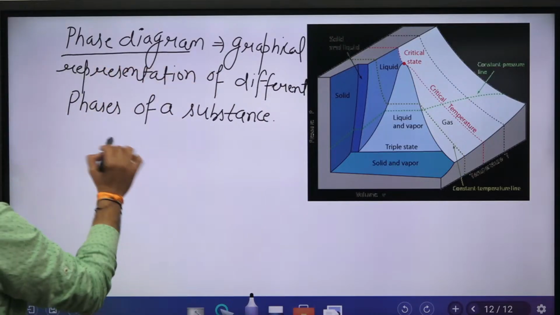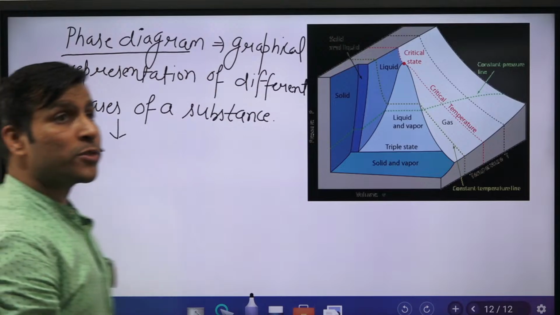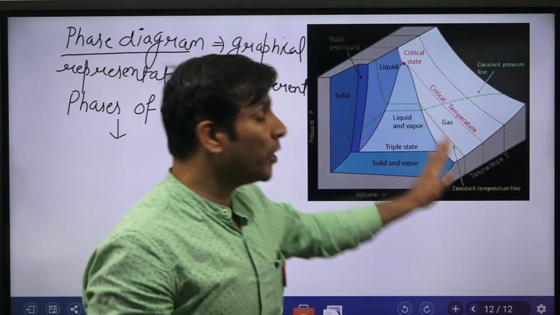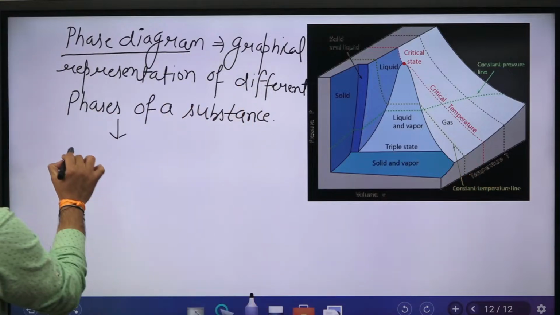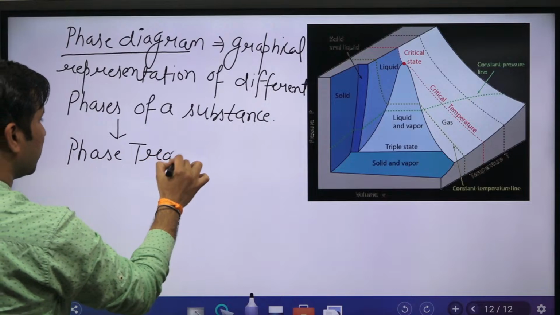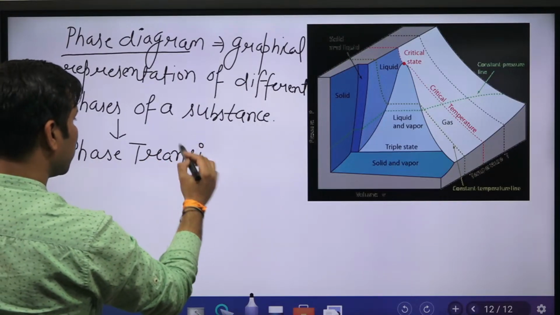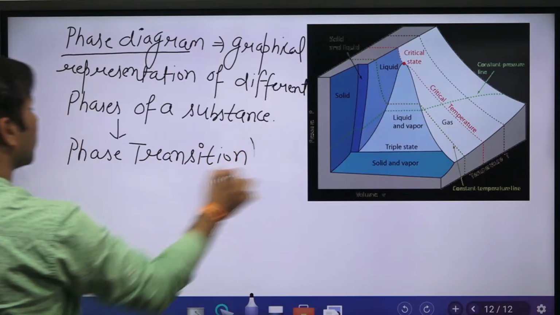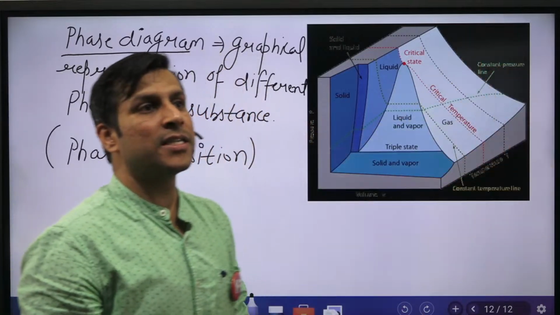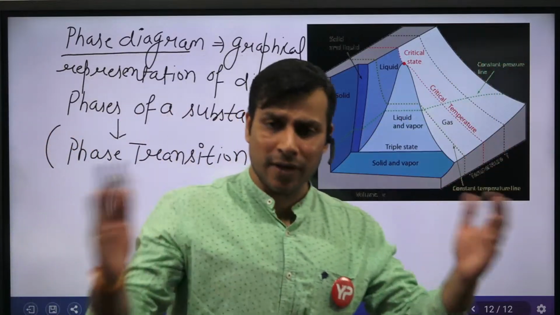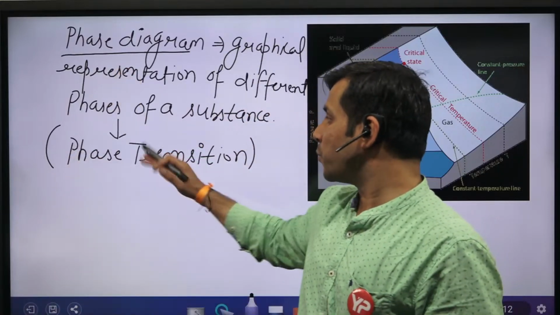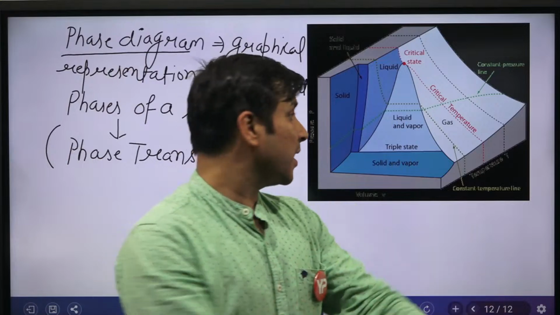Okay, और phase diagram में हम क्या observe करते हैं, guys? In phase diagram we observe the phase transition. Phase transition means solid to liquid, liquid to gas, how the phase is changing. So phase diagram क्या है? It's a graphical representation of different phases of a substance, and in phase diagram we observe the phase transition, means phase कैसे change हो रहा है.